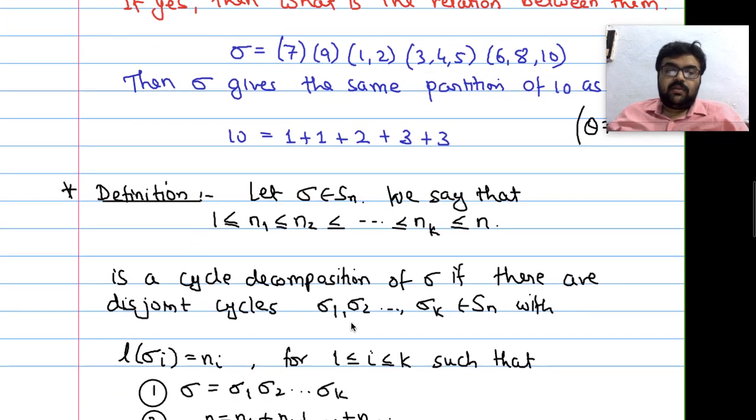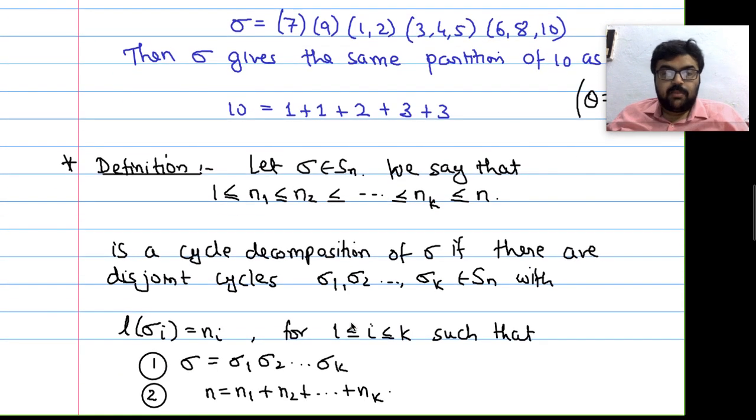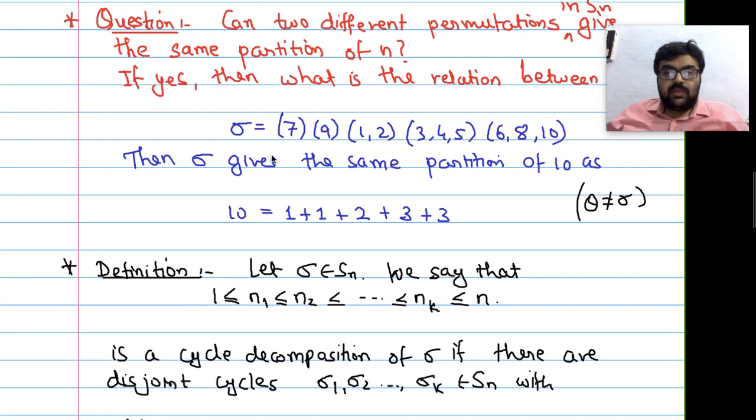So for that, what do we mean by cycle decomposition? Say this is the cycle decomposition of sigma. Sigma can be written as a product of disjoint cycles sigma 1 up to sigma k, so that each sigma i has length ni: sigma 1 has length n1, sigma 2 has length n2, and sigma k has length nk, and the total is n. So this is sigma. This is the cycle decomposition of sigma, which is nothing but a partition.